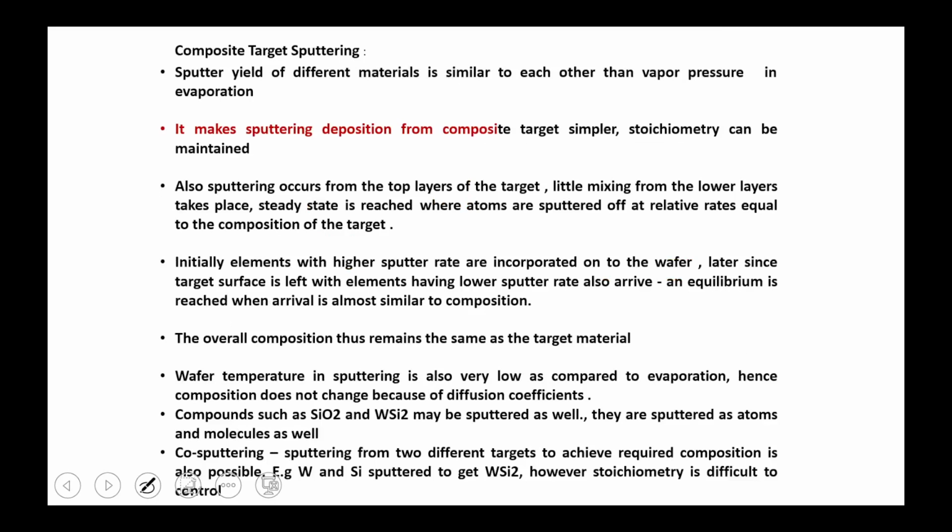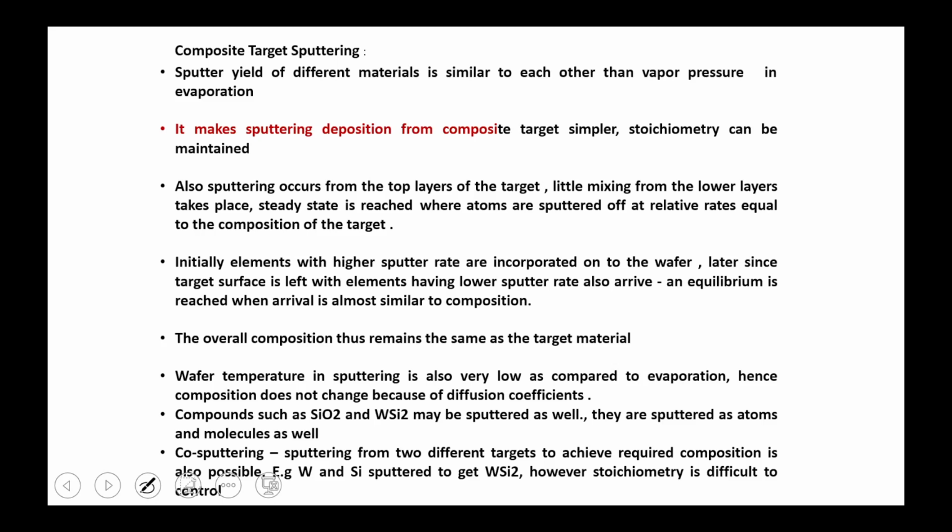Another is the composite target sputtering, where composite means two or three materials are mixed in that target. The sputter yield for different materials is similar to each other, unlike vapor pressure in evaporation. This makes sputter deposition from composite targets possible, and similarly stoichiometry can be maintained. Also, sputtering occurs from the top layer of the target, and little mixing from the lower layer takes place. So you can mix two to three materials and you can sputter them parallelly.